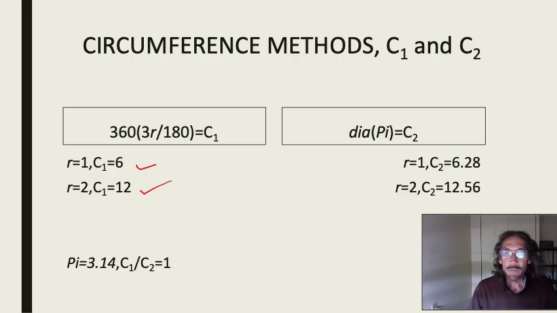With pi, when the radius is 1, circumference is 6.28. And when the radius is 2, circumference is 12.56. This is using pi at 3.14. If you create a proportion between the circumference 1, my circumference, and the pi circumference, you get a proportional value of 1.